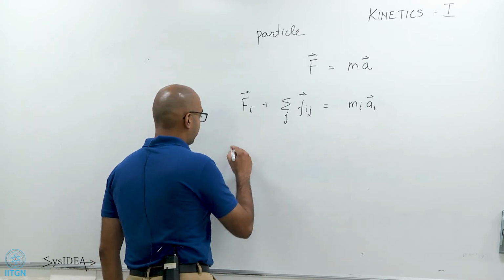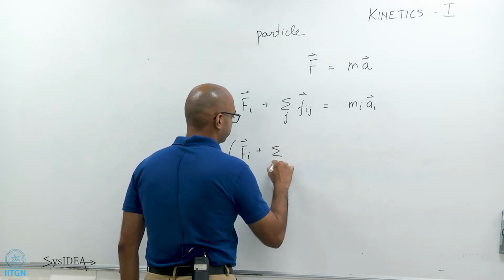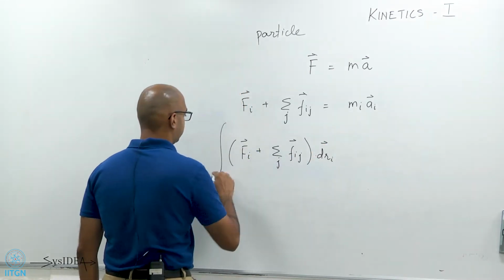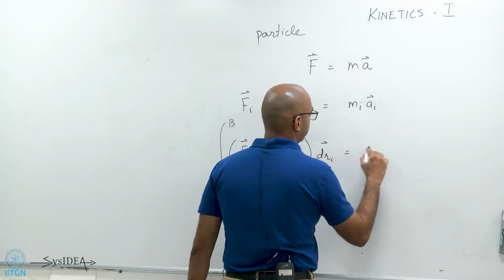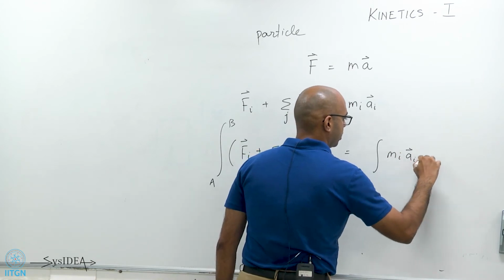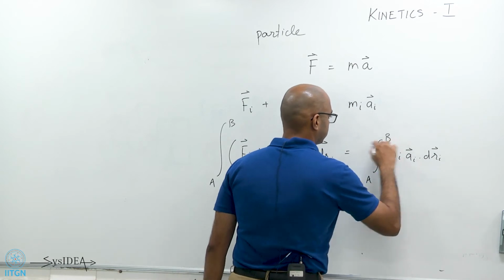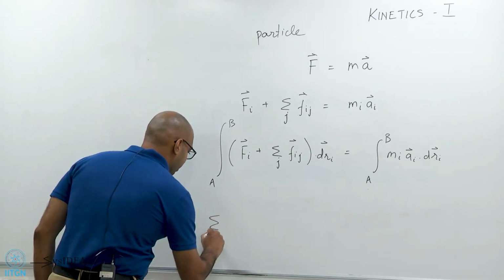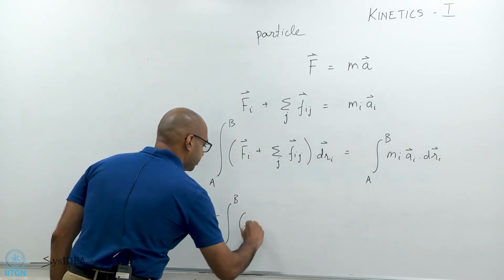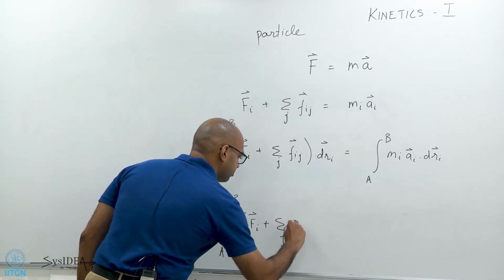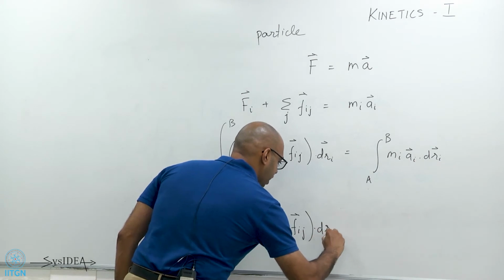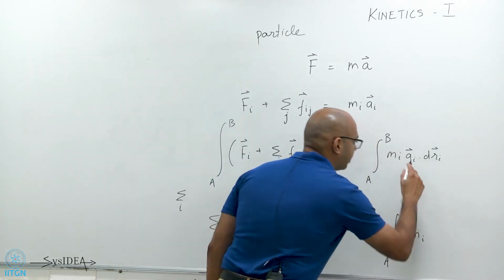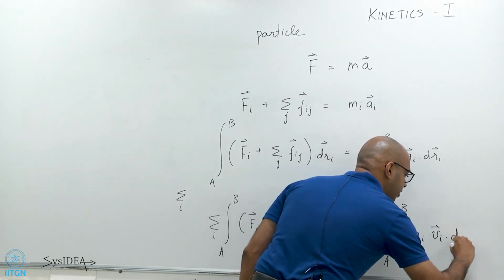Now let me dot with dri on both sides, and then integrate, going from configuration A to B. So now if we sum over i particles on both sides, on the left hand side I get sum over i from A to B of Fi plus sum over j Fij dotted with dri, and on the right hand side I get sum over i of mi, but again I can write this as vi dotted with dvi.